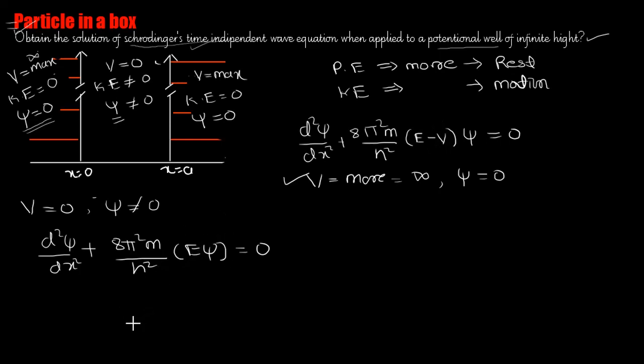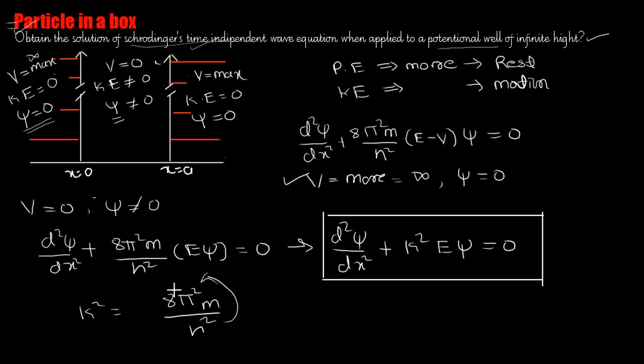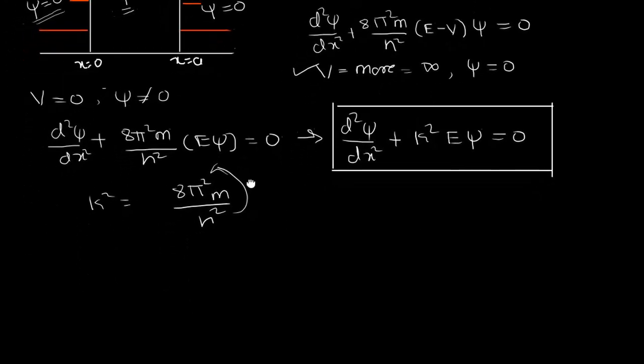Now, by using this equation, we can write k square is equal to 8 pi square m divided by h square. If I substitute in this equation, then it becomes d square psi by dx square plus k square E psi is equal to 0. So keep this equation, it is very important, inside the box. Now let's see the next part of the derivation.